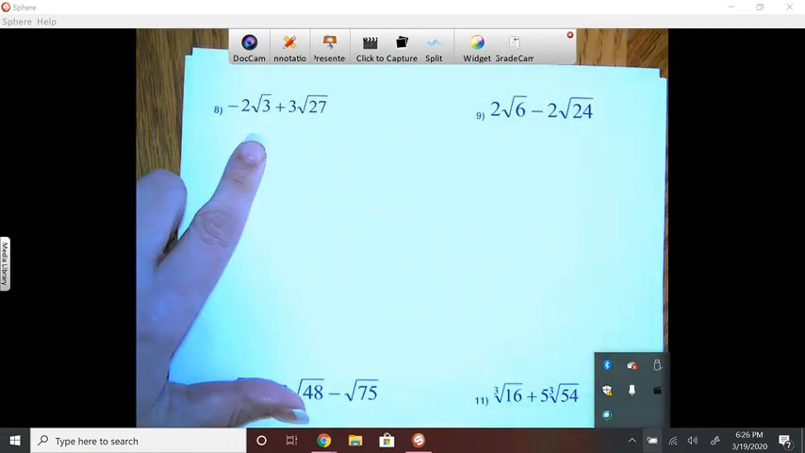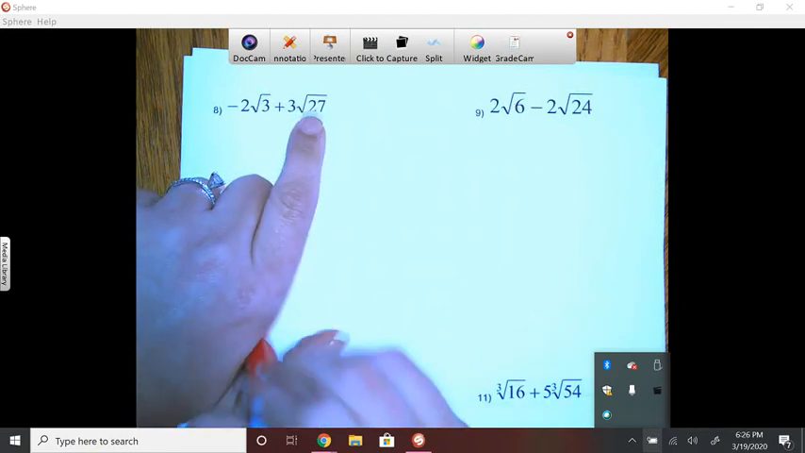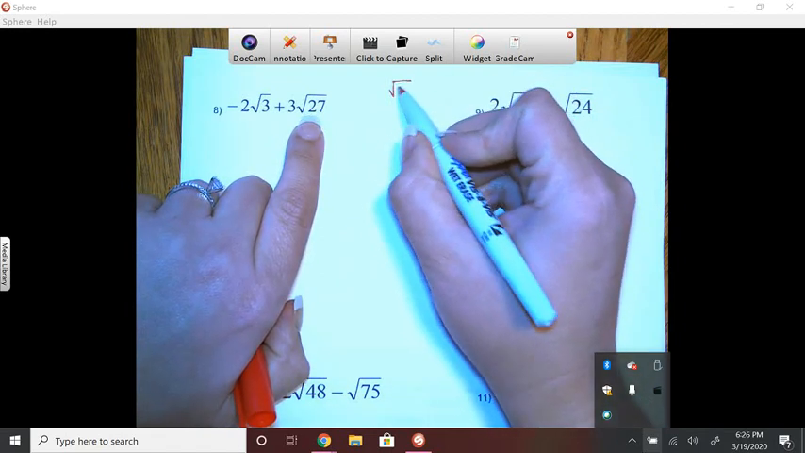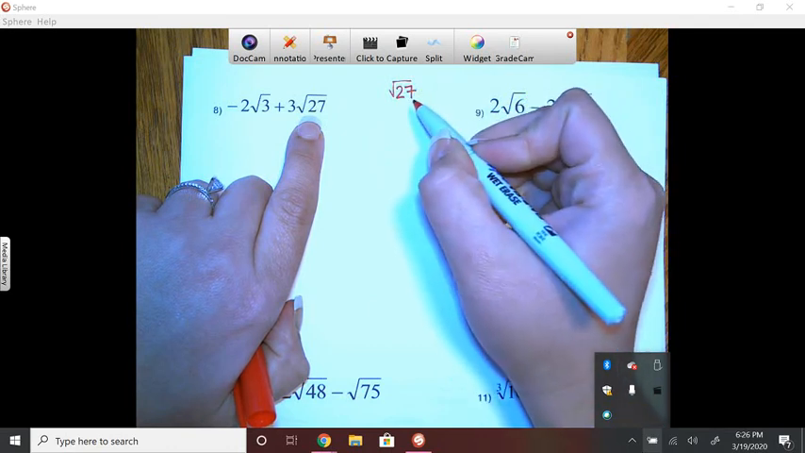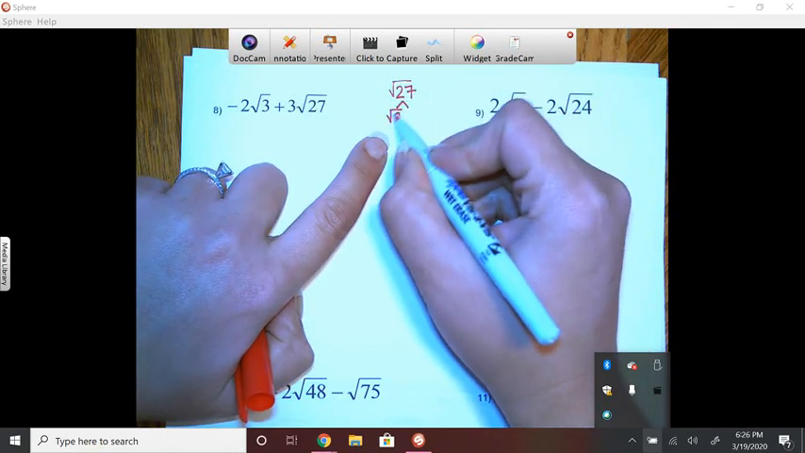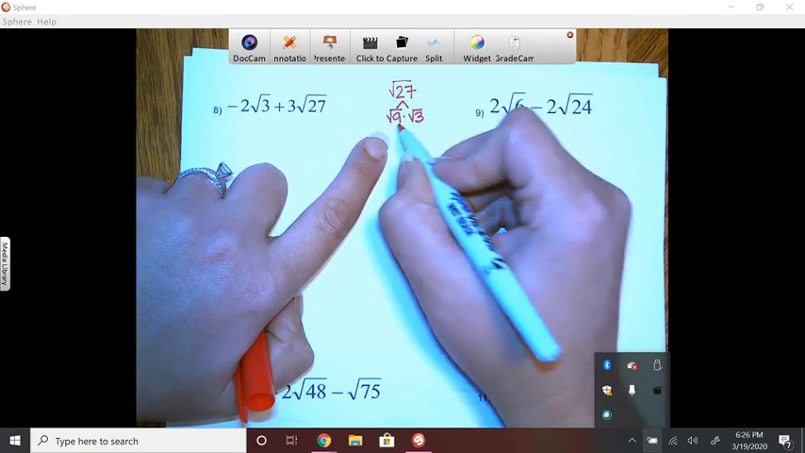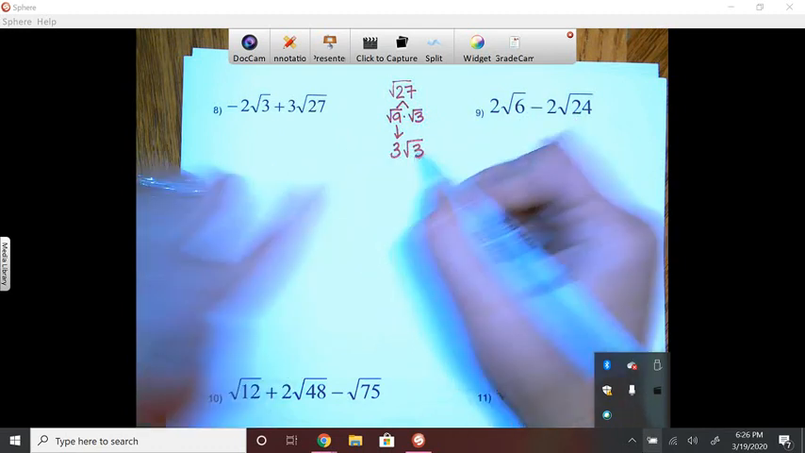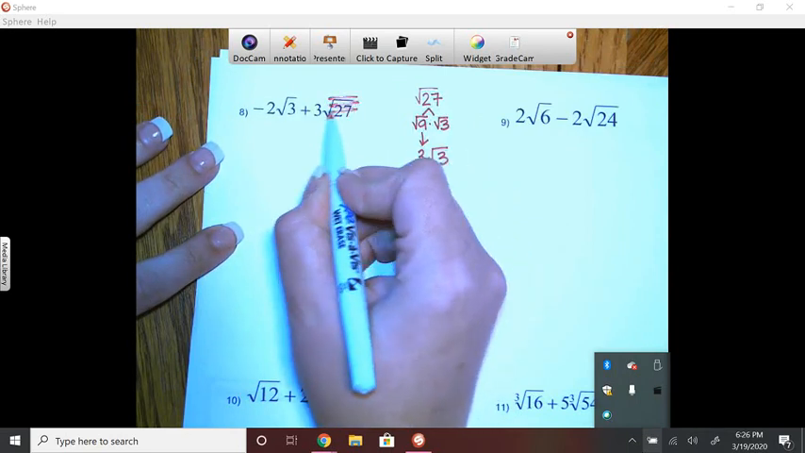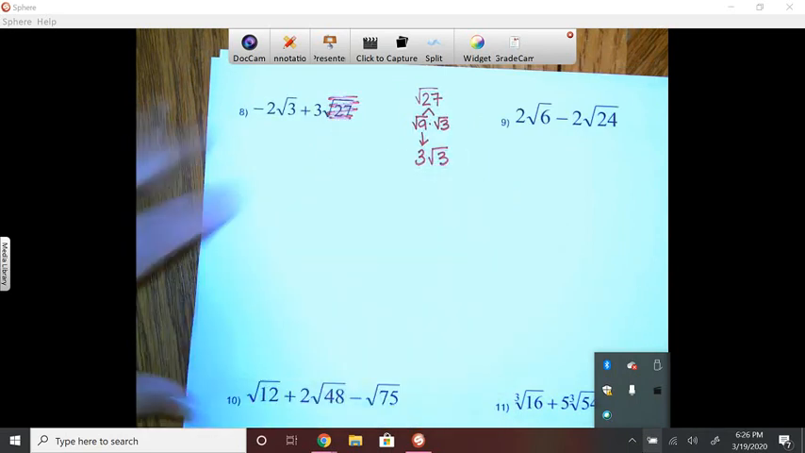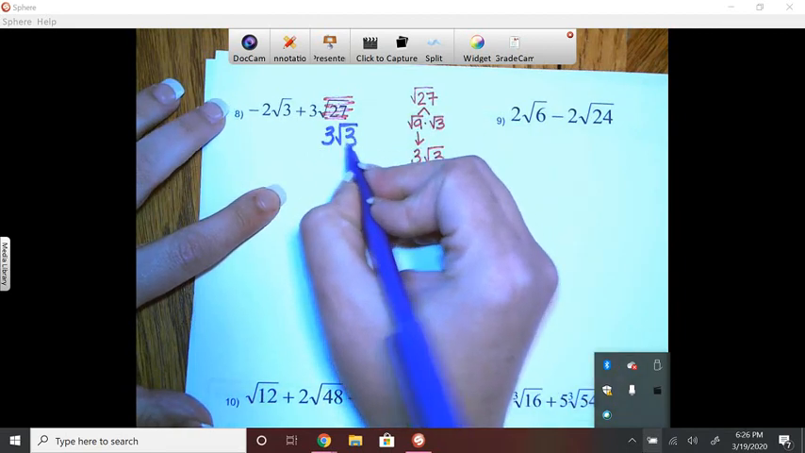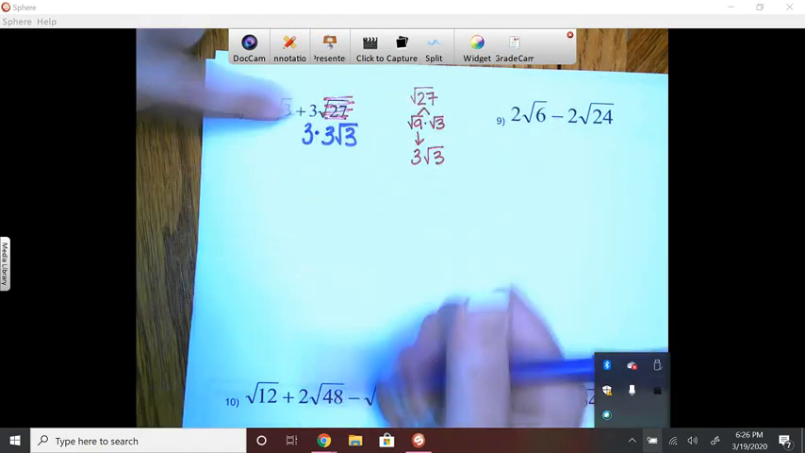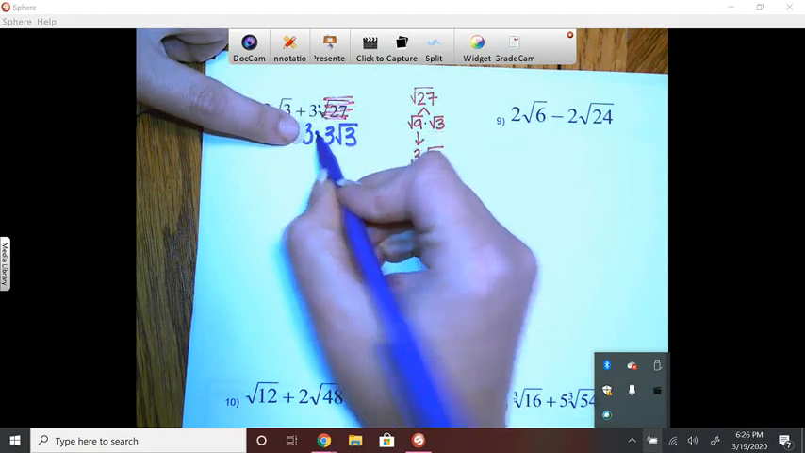But on this problem, we can simplify the square root of 27, as we learned in the last section. You can either make a factor tree or break it down into the square root of 9 times the square root of 3. The square root of 9 is 3, and we can't simplify the square root of 3, so we get 3 rad 3. We replace the radical with 3 rad 3. That's the simplified version. This 3 was already there, so we bring it down, and since a 3 next to a radical means times, this is now 9 rad 3.